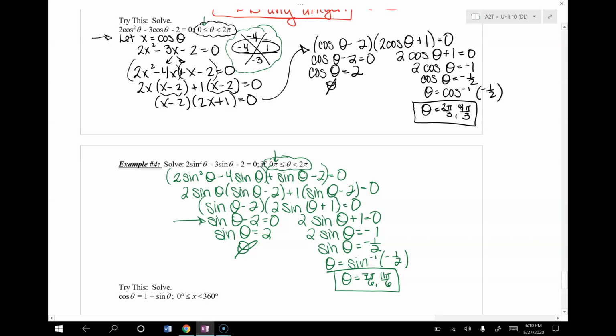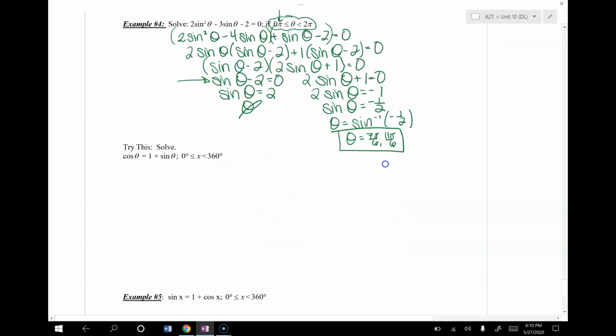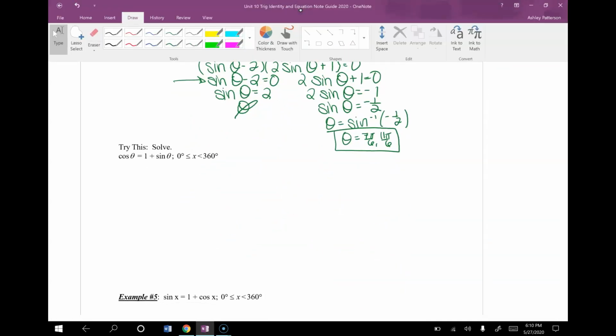For example number 4, I did not let x equal sine of theta. I just factored as is. But again, remember you have the option to substitute if you would like. All right, we have a couple more. For the try this, we're just going to do it together.